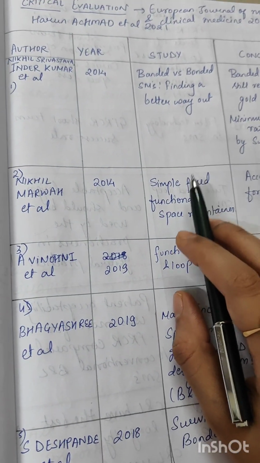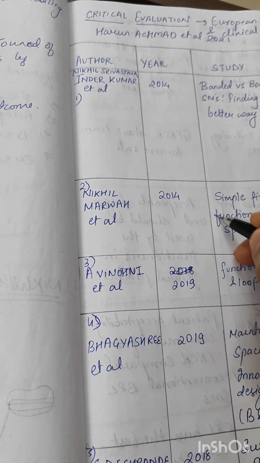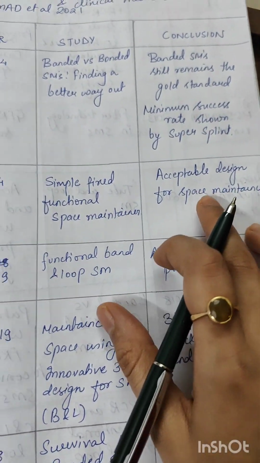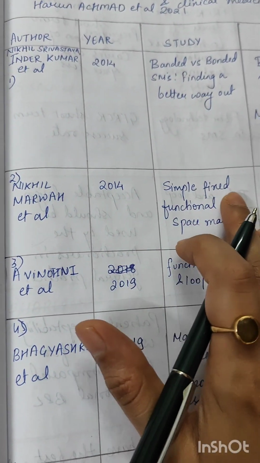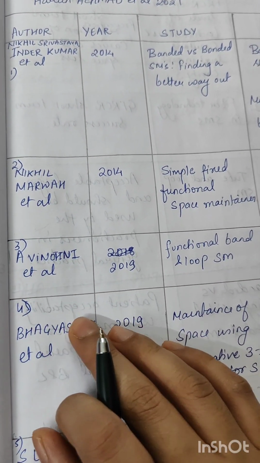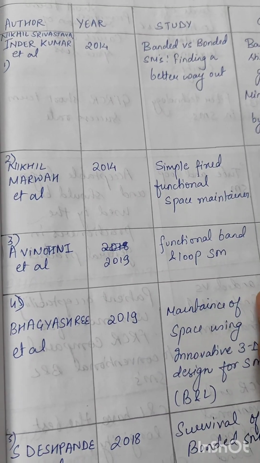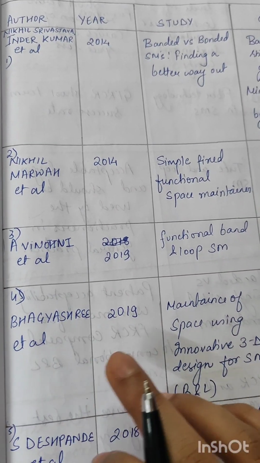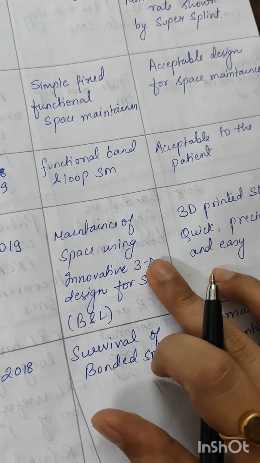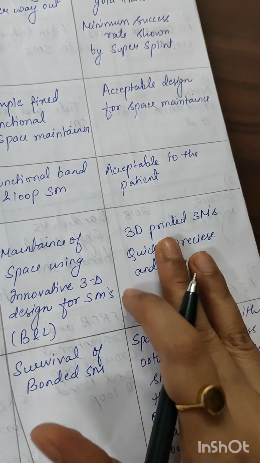Then again by Nikhil Srivastav and Nikhil Marwa et al., 2014, on simple fixed functional space maintainer. Functional means artificial teeth will be there, and the conclusion was acceptable design for space maintainer. Then A. Vinotini et al. in the year 2019, functional band and loop space maintainer, and it was good and acceptable. Then Bhagyashree et al. in 2019, innovation of 3D design of band and loop space maintainer, and they concluded that it was quick and precise.